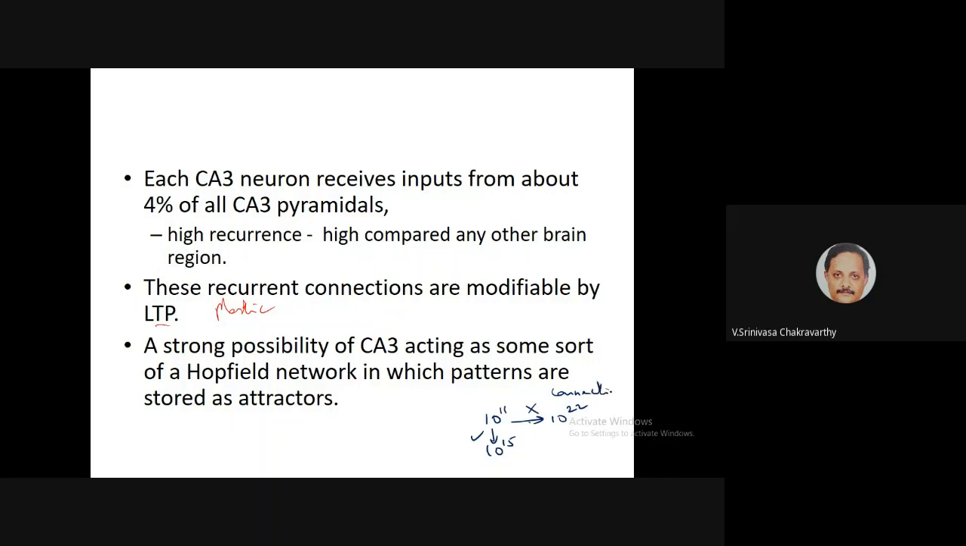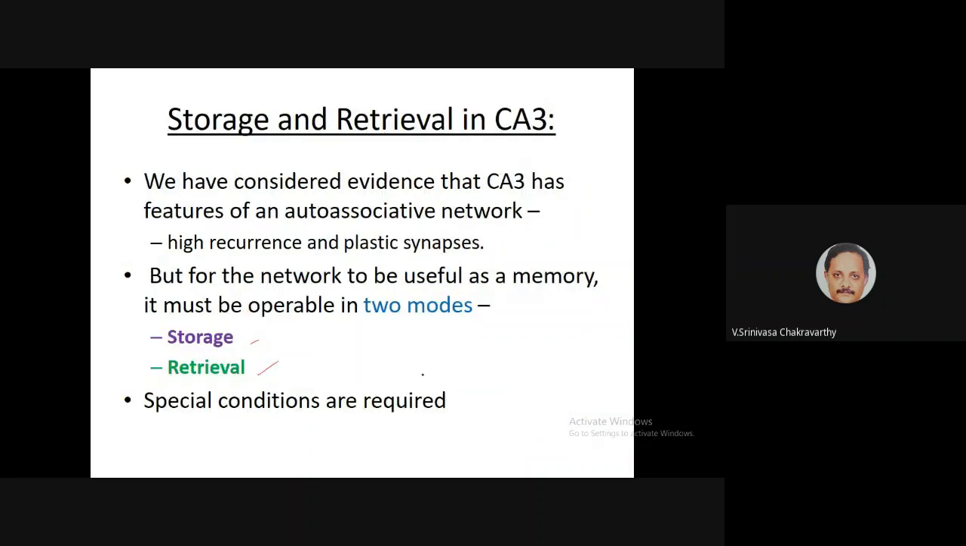So it's not a fully recurrent network or anything. But this 4% level of recurrence is very high in CA3. So people have been saying for a long time that CA3 is acting like some kind of Hopfield network, because there is a strong recurrent connectivity, and there are other features which also support that perspective.